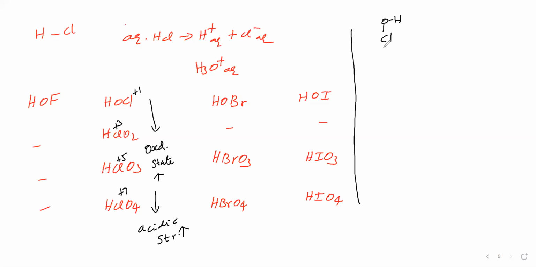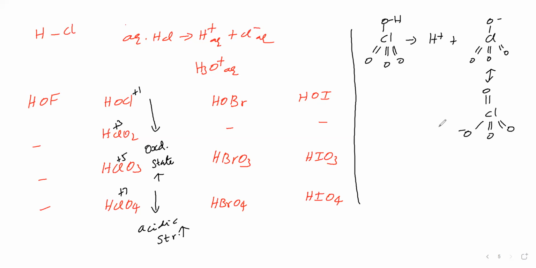HClO4, we write it like this. It is an oxy acid. Oxy acid means an OH group will be there. Now, this group releases H+. So we are getting ClO4-, the perchlorate ion. This perchlorate ion can go for resonance. How many resonance structures are possible? Four resonance structures are possible. This is the second resonance structure. The next resonance structure is this one.